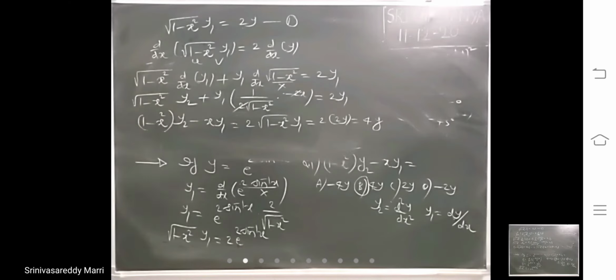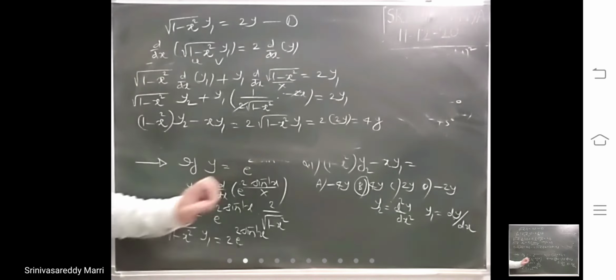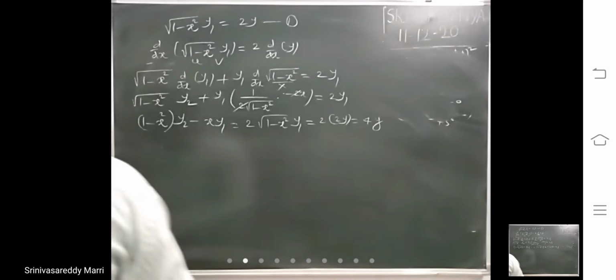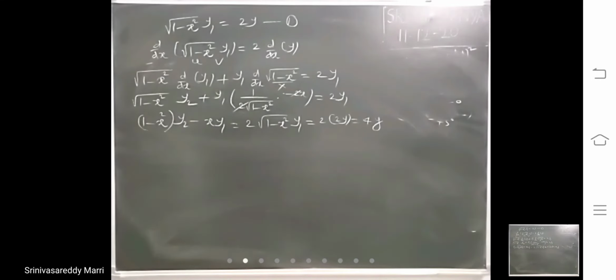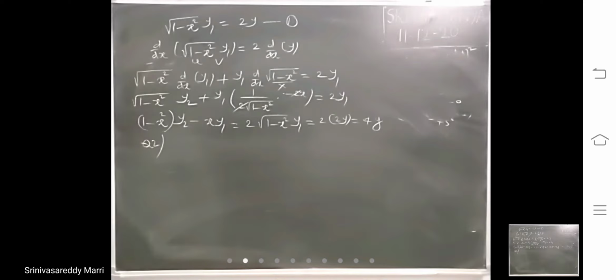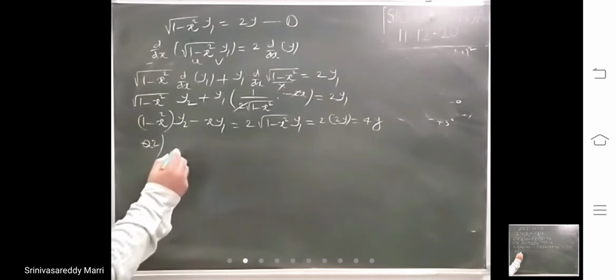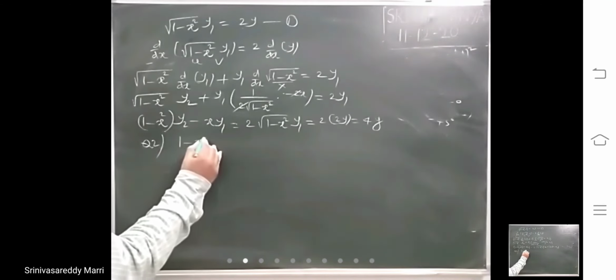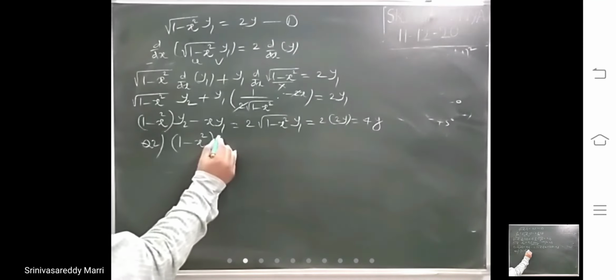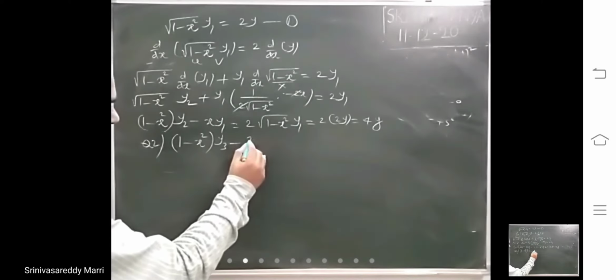Look at the second question, let us say, in the same problem, the same y equals e power 2 sin inverse x. Second question. Question number 2, let us say. He is asking 1 minus x square into y3 minus.